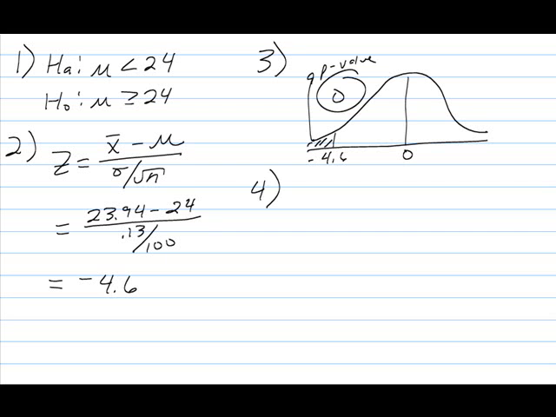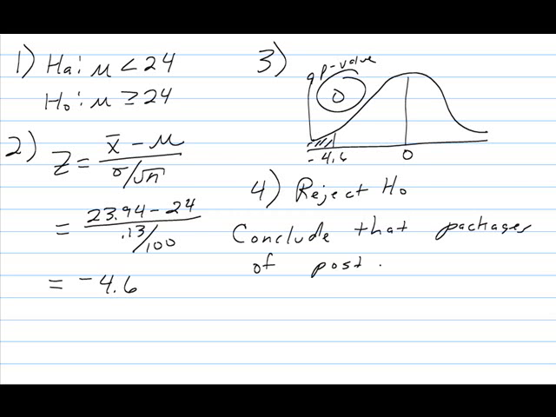Our p-value is 0, alpha is 0.05, so that means our p-value is less than alpha, which means we can reject H naught in this case. So we reject H naught because the p-value is less than alpha. Since we can reject H naught, we can conclude that HA is true, or conclude that packages of Post Grape-Nuts have a mean less than 24 ounces. And we used alpha equals 0.05 in this case once again, so we're 95% confident in that conclusion.